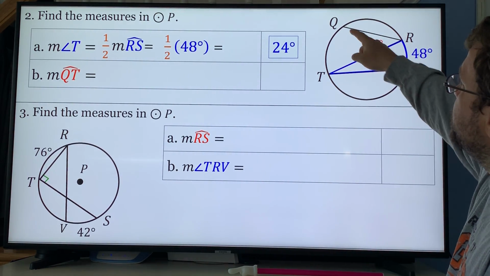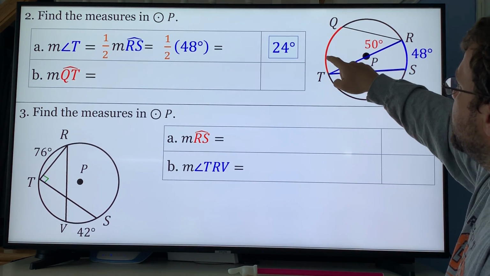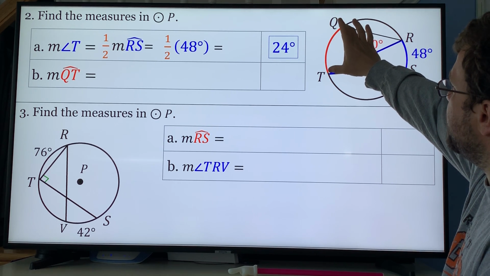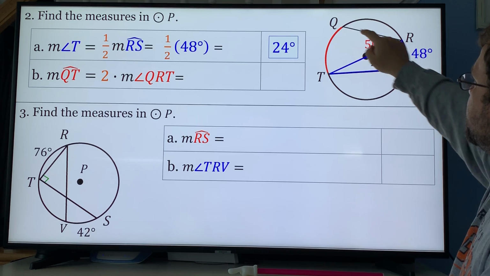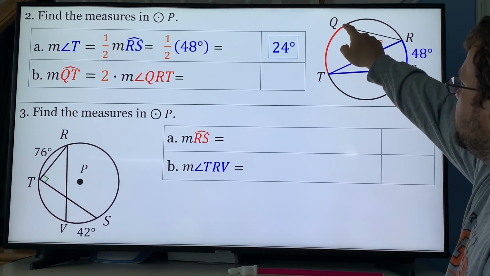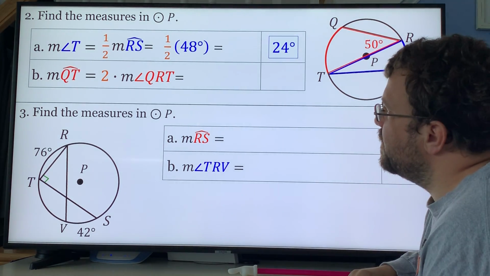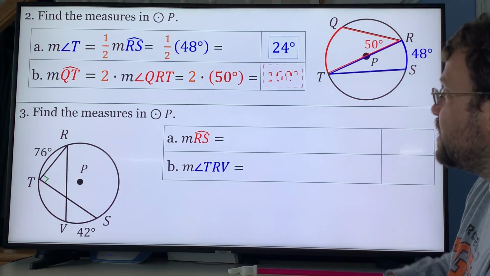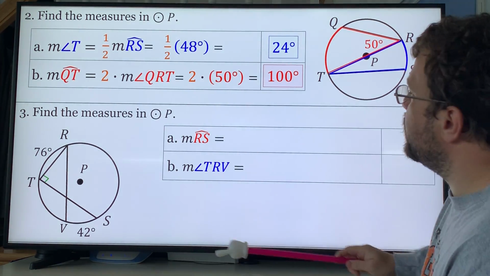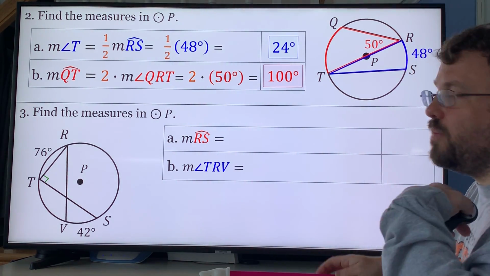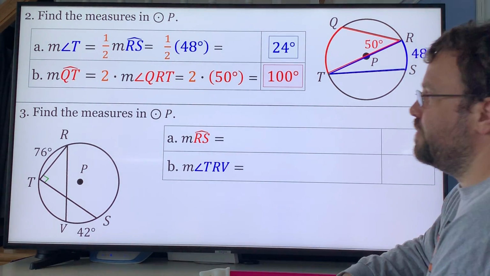Measure of RQT. So what angle is that related to? Take the angles, go down. So it is 2 times QRT. So 2 times, the angle right there is 50. 2 times 50 is 100. You don't necessarily have to write this step right here every time. You could just go into the numbers. But I want to make sure you guys see where I'm getting numbers from.